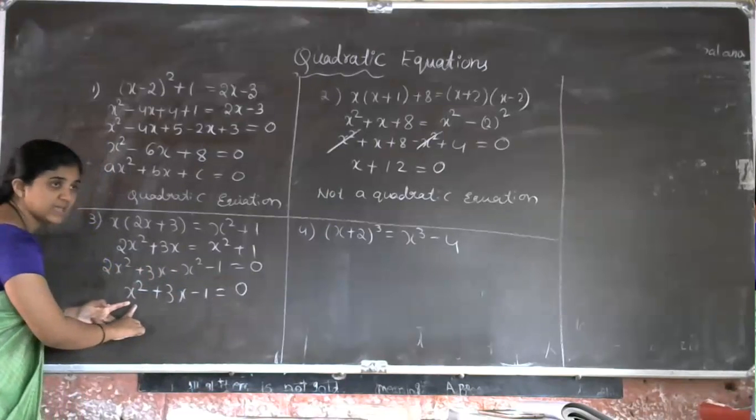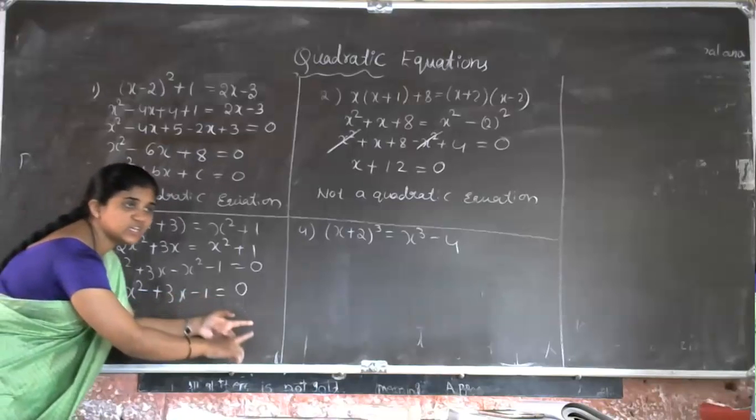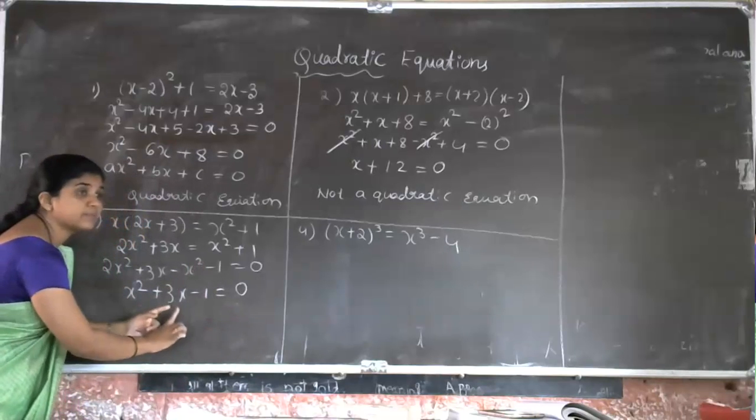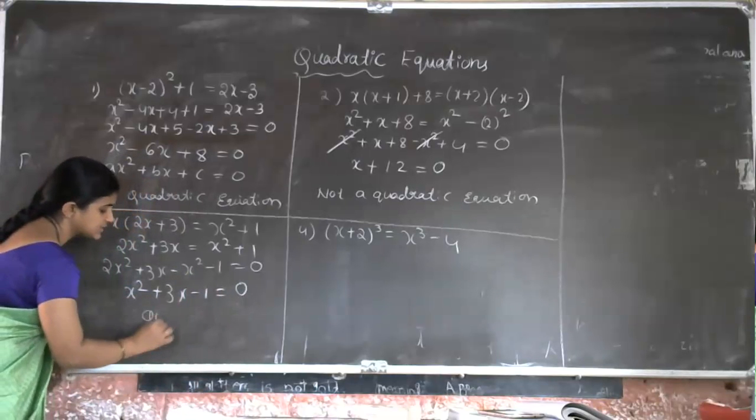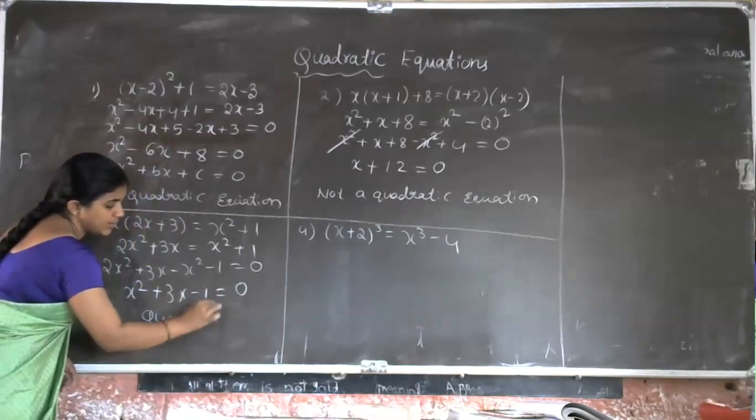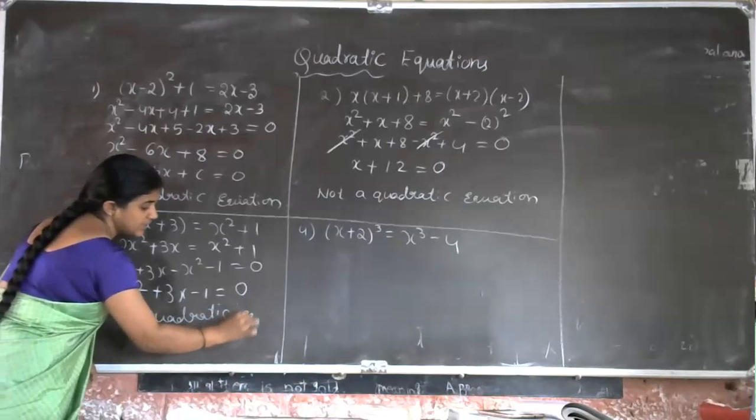Are you observing the ax square plus bx plus c condition? Yes, of course. The ax square plus bx plus c equal to 0 condition is there. Therefore, this is a quadratic equation. Okay, quadratic equation. Is that clear?